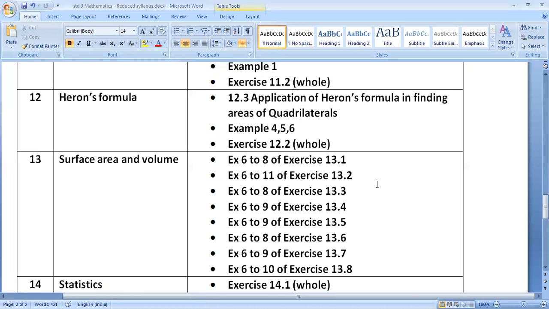Page number 225, exercise 13.4, questions 1, 2, 3, 4, 5 are included. 6, 7, 8 and 9 are excluded from 13.4 also. Sorry, 6 to 9 are excluded from 13.4. So you have to prepare 1 to 5 questions from exercise 13.4.